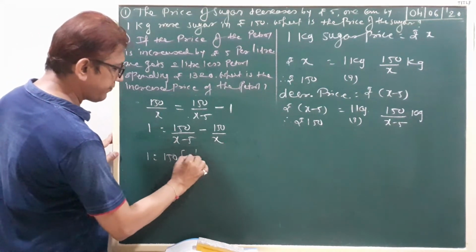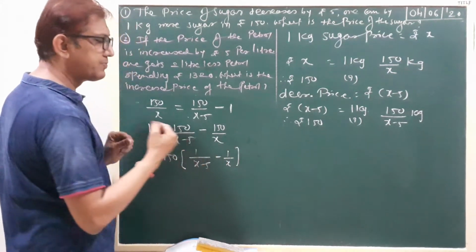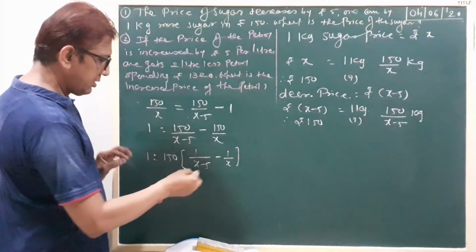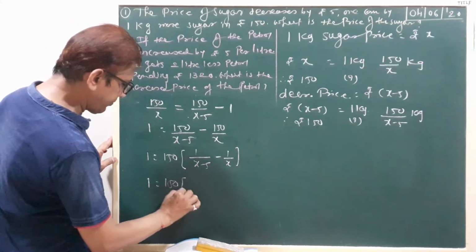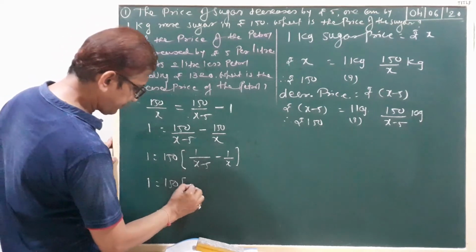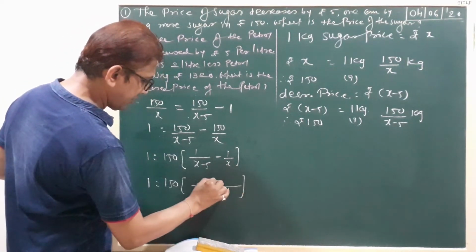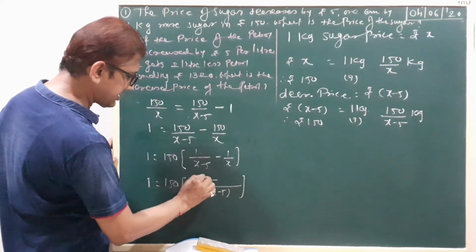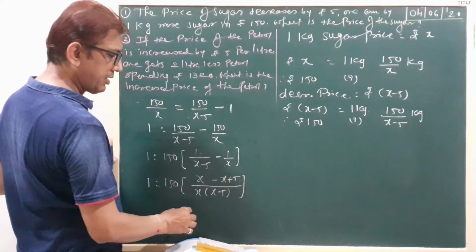150 is the common. So here 1 upon x minus 5 and here 1 upon x. Okay. Now cross multiplication. 1 equal to 150, cross multiplication. x into x minus 5. Minus sign as it is. Here multiply by x and here x minus 5. But here minus. So answer x plus 5.